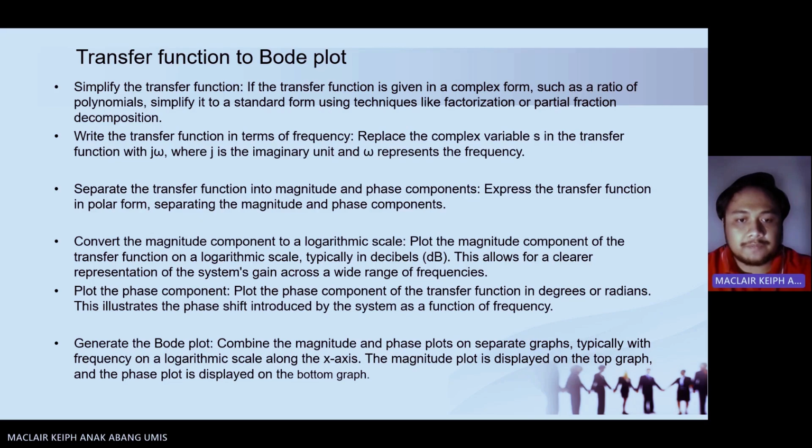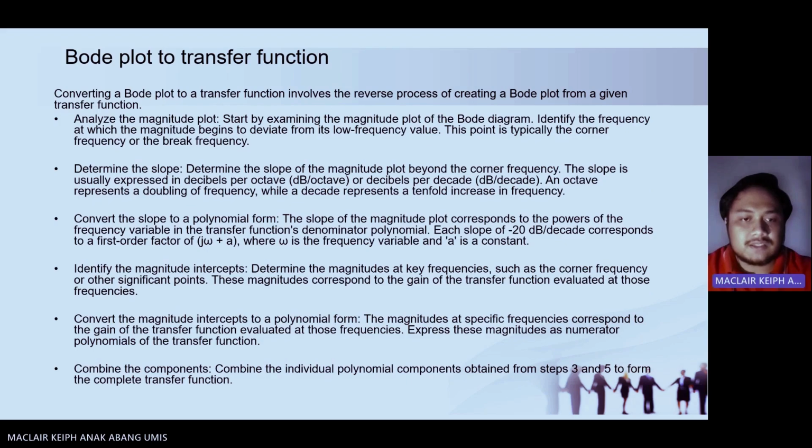Plot the phase component of the transfer function in degrees or radians. This illustrates the phase shift introduced by the system as a function of frequency. Next, generate the Bode plot by combining the magnitude and phase plots on separate graphs, typically with the frequencies on a logarithmic scale along the x-axis. The magnitude plot is displayed on the top graph and the phase plot is displayed on the bottom graph.